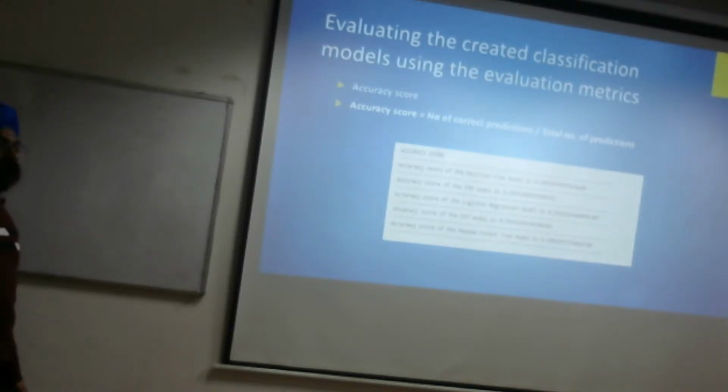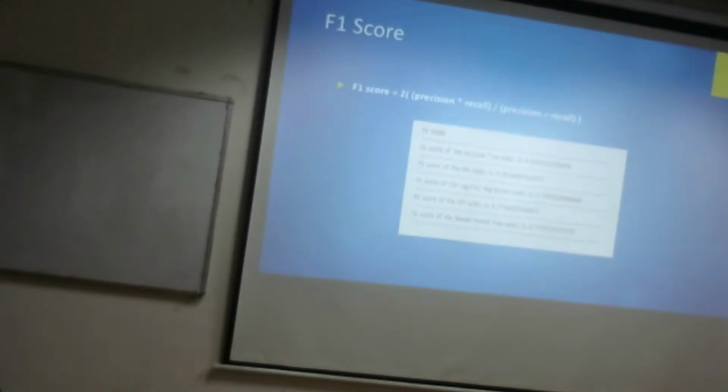Then we can go for precision, F1 score, and other metrics parameters. F1 score gives the harmonic mean between precision and recall, and in certain cases we find the F1 score accordingly.